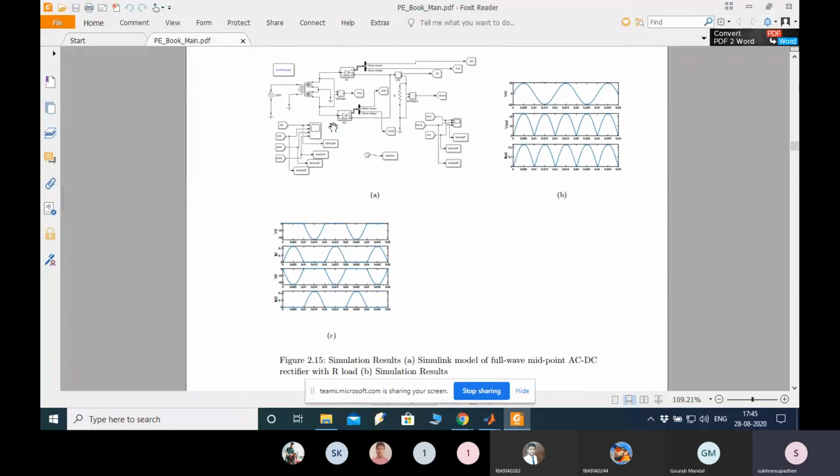As you can see, it's a midpoint full wave AC/DC rectifier. This is the source voltage, this is the output voltage, this is the output current, whereas the output voltage and output current have both positive as well as negative half cycles. Any doubt over here? So clear it out.